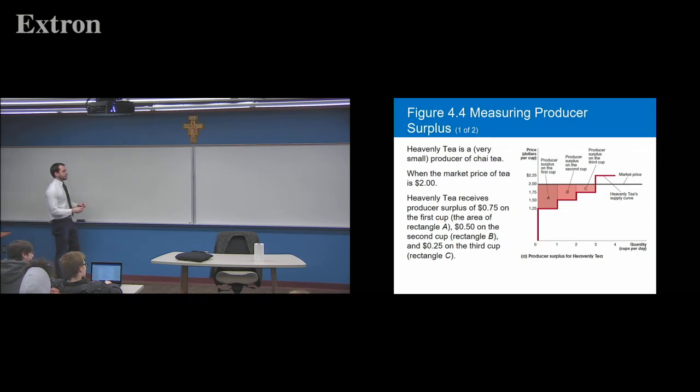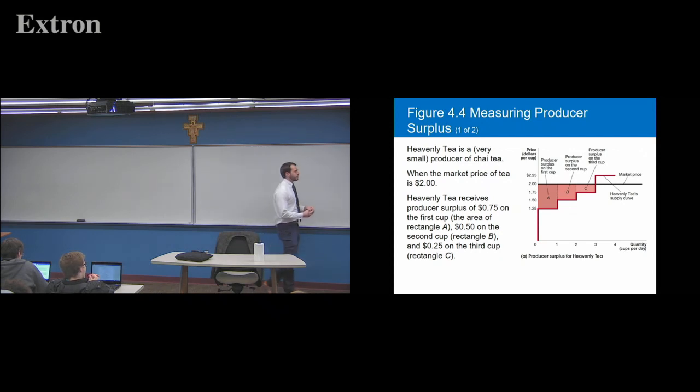So Heavenly Tea is a very small producer of chai tea, so this is the same market as before. The first cup of tea costs them $1.25 to make. The next cup of tea costs $1.50 to make. Next one $1.75, and the fourth cup $2.25. The more of any product you make, the more expensive it gets. That's why we have the upward sloping supply curve. You need to bid away resources from other uses, so you're going to have to pay a little bit more as you get more.